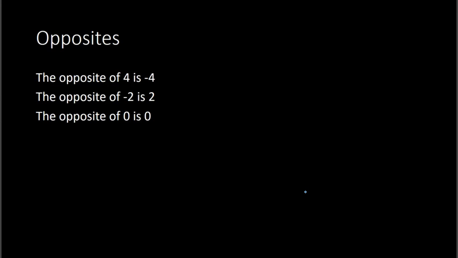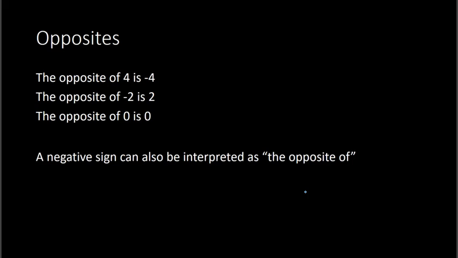So with opposites, we can think of a negative sign as being the opposite of something. So in this first example, when it says the opposite of 4 is negative 4, we can replace the word opposite with negative. So negative 4 is negative 4. Okay. For the next one, the opposite of negative 2 is positive 2. So we can think of this as a negative. So a negative negative 2 equaling a positive 2, which is true. Two negatives would make a positive.